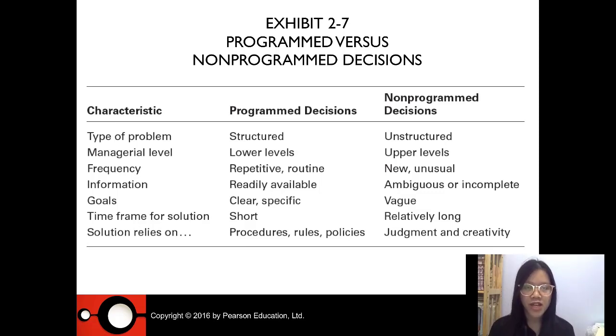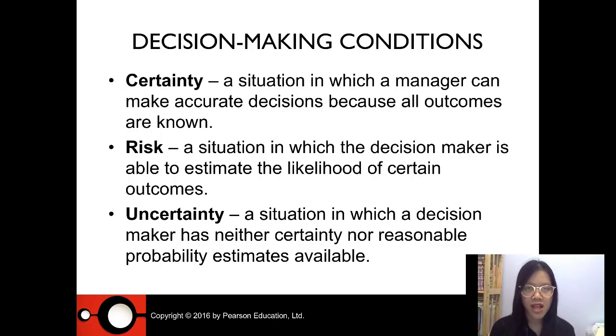About decision-making conditions, there are three conditions: certainty, risk, and uncertainty. Certainty is a situation in which a manager can make accurate decisions because all outcomes are known. As you might expect, most managerial decisions aren't like this.